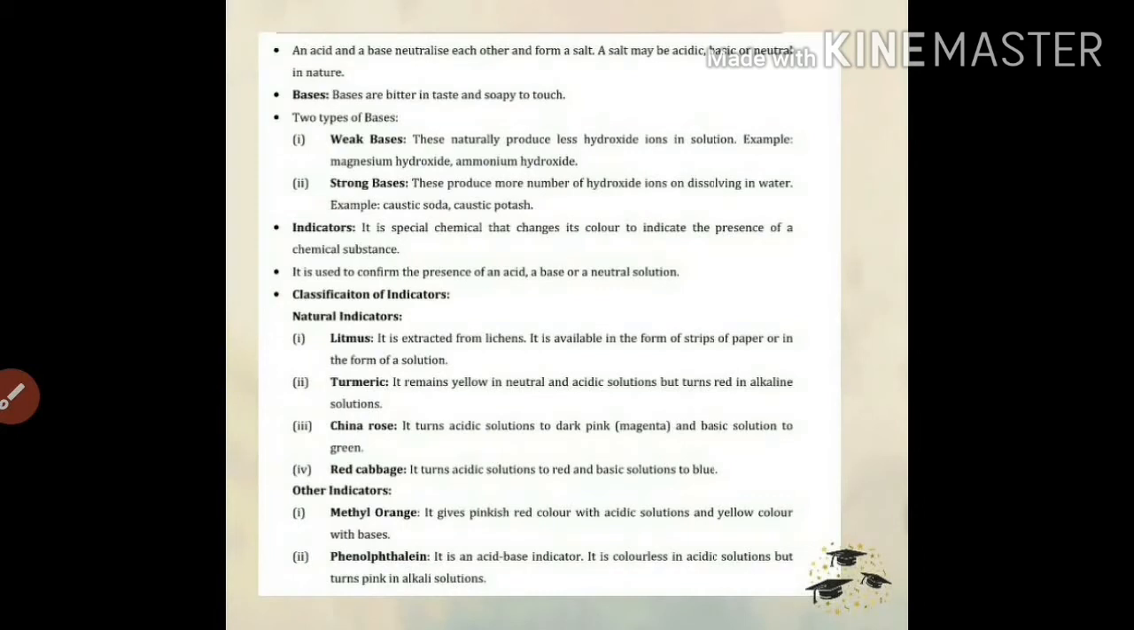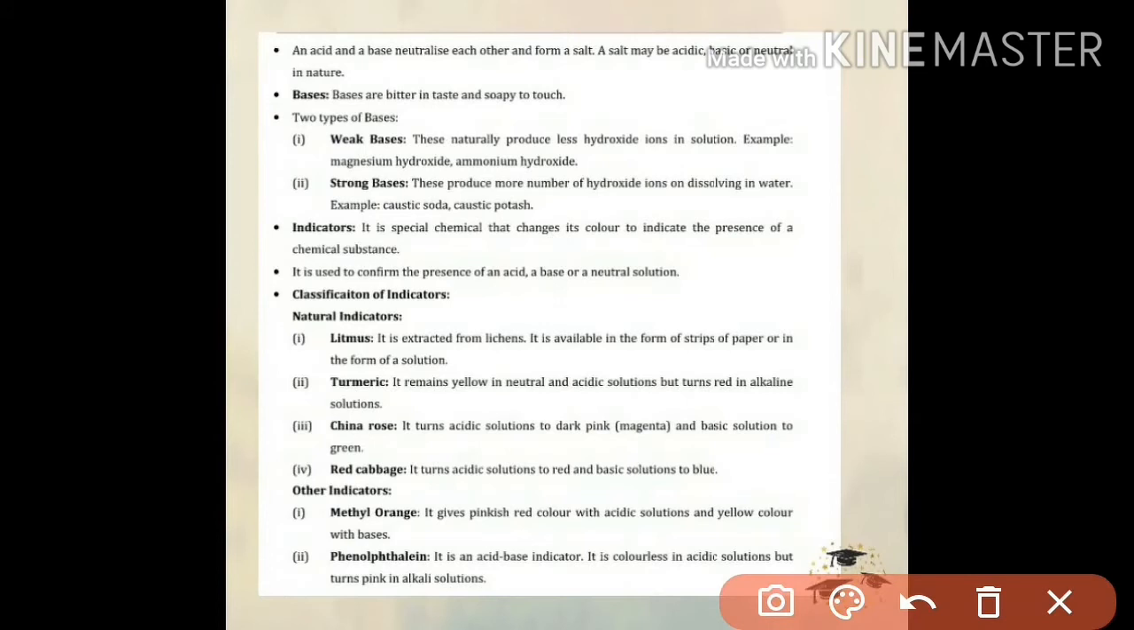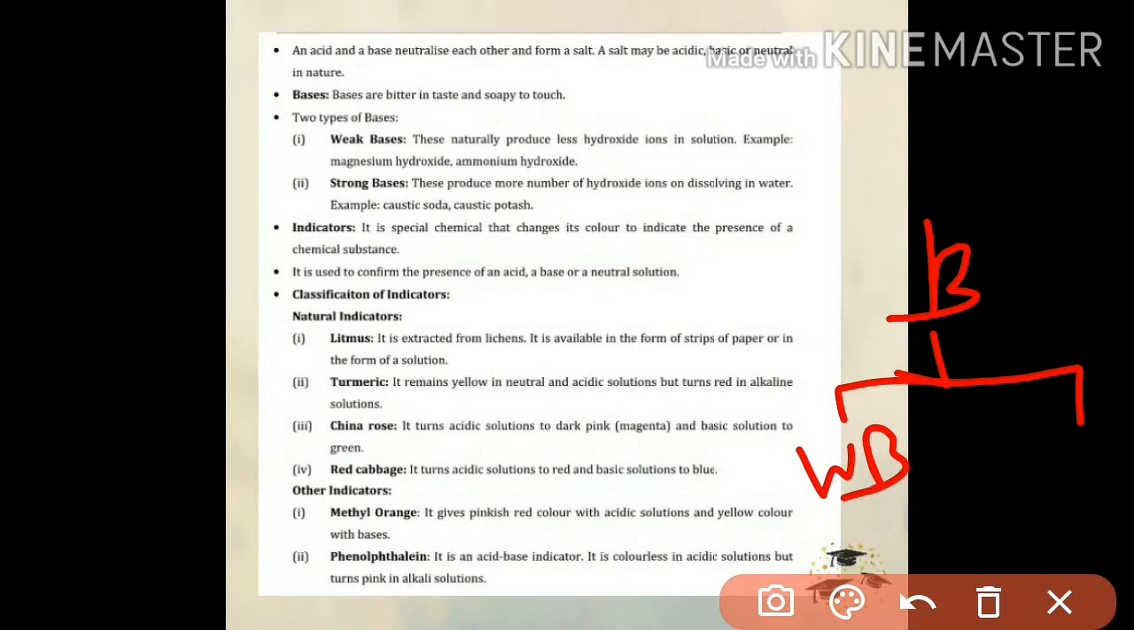So let's discuss bases. Bases are bitter in taste and soapy to touch. There are two types of bases. So let's discuss the two types of bases. I am referring to base here as B. The first type of base is weak base. I am referring to weak base as WB.